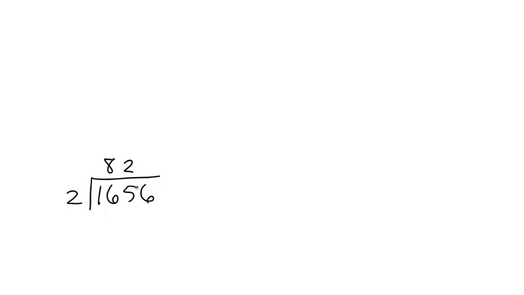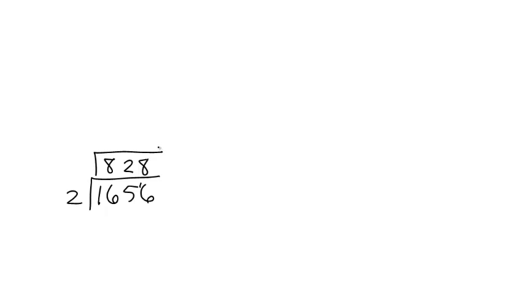Let's see. I'm rather partial to these. It's sort of like a wedding cake. The factor cakes. This number can be divided by 2. It ends in a 6. It's an even number. So if we divide it by 2, 2 goes into 16 8 times. 2 goes into 5 twice with a remainder of 1. Bring the 1 over. 2 goes into 16 8 times. We have 828, which is 1,656.